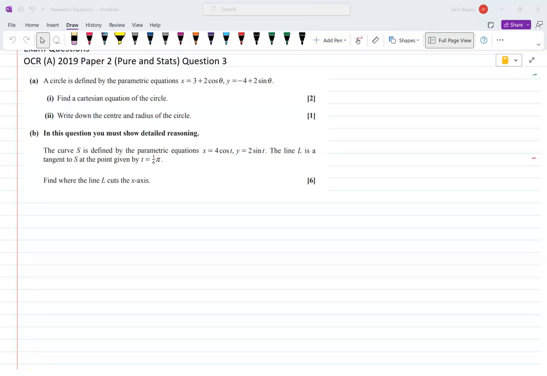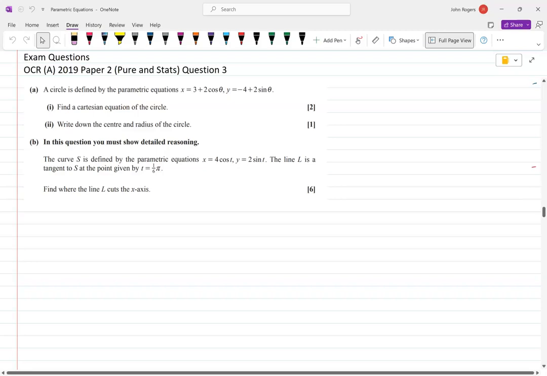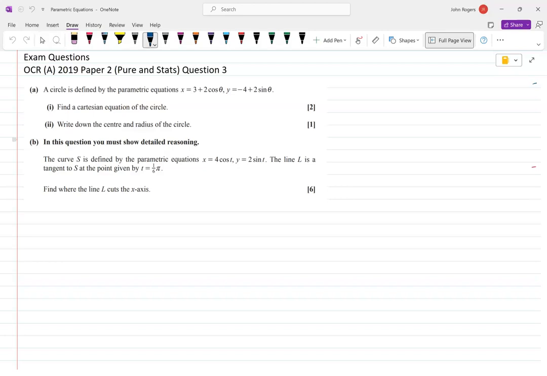Hello, in this video I'm going to be going over a relatively straightforward parametric equation from OCR A level 2019 paper 2. So it's early on in the paper, question 3. Particularly the first bit is pretty standard and fairly straightforward. We probably recognise it's going to be a circle because we've got a 2 cos theta and a 2 sin theta there, suggesting it's a circle because of the sine and the cos and the equal coefficient here.